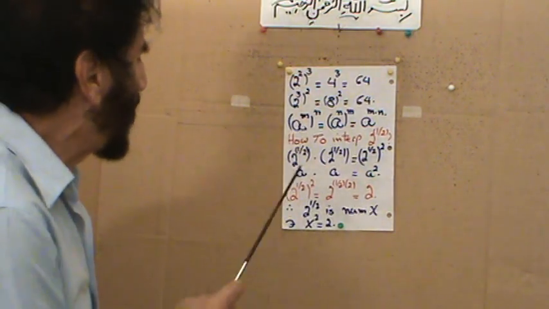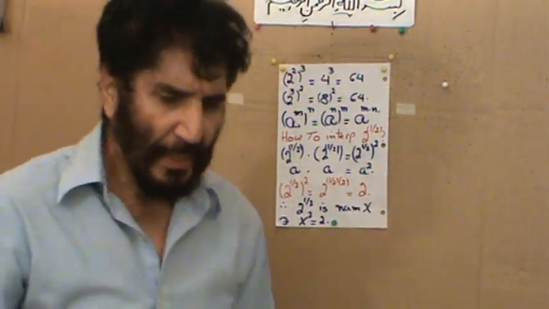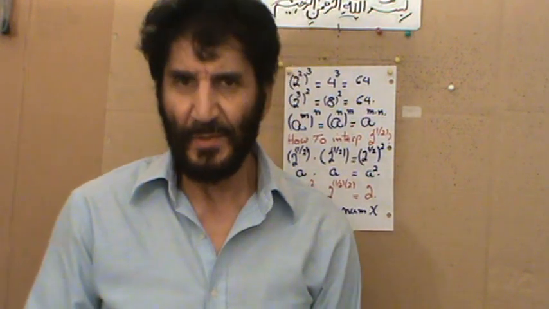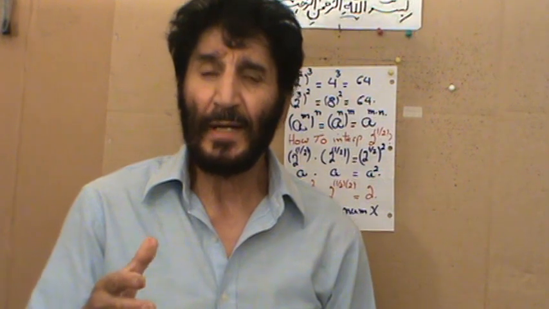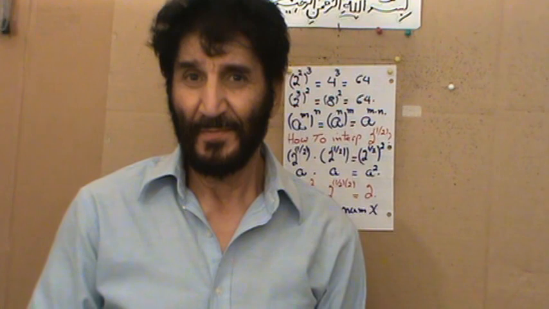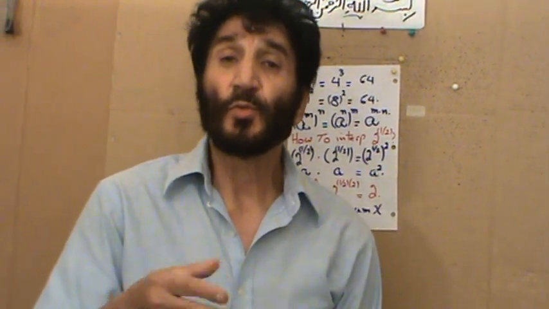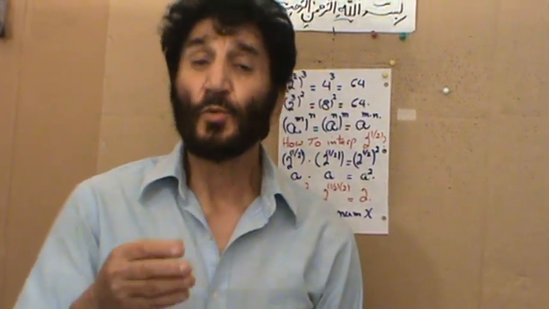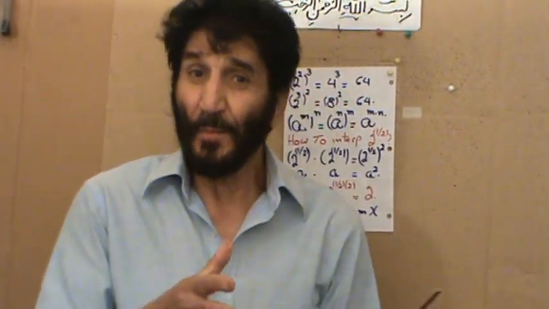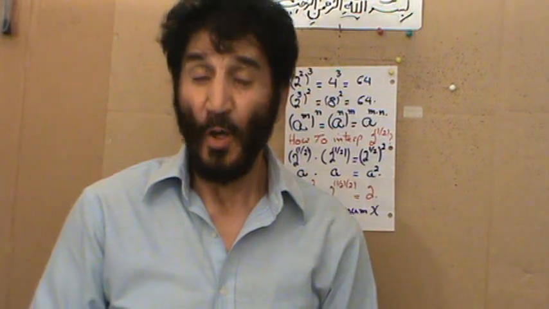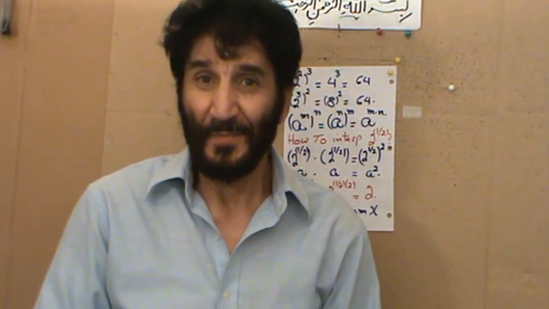Now, we come to this idea. We say, okay, we know what 2 to the 3 means: 2 times 2 times 2. We know what 2 to the 5 means. Now, how are we going to interpret 2 to a number which is not an integer? For instance, what is 2 to the 1/2? What is 2 to the 1/3? What is 2 to the 2/3? Rational numbers that are not integers. How are we going to interpret that one?